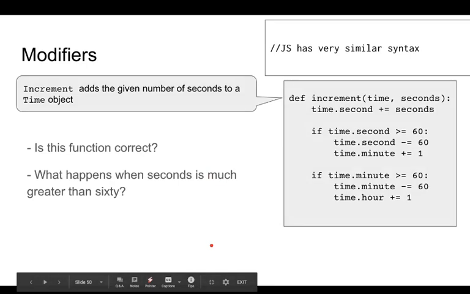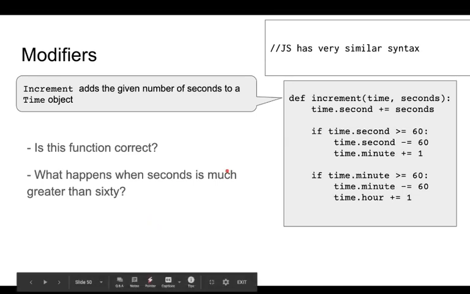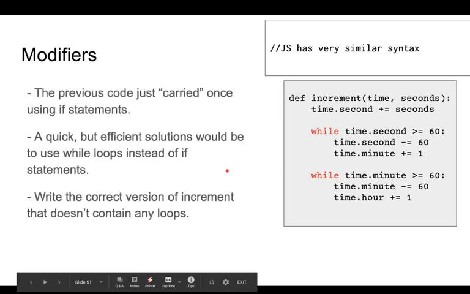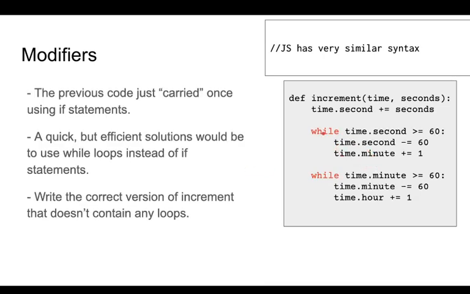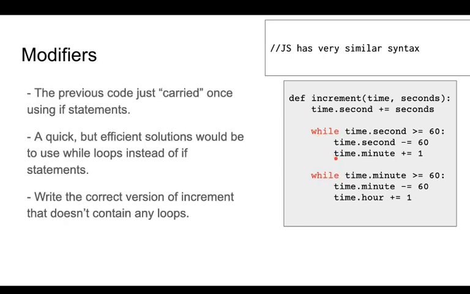Like 3,600 seconds. That's equivalent to an hour. What happens then? So one thing you'll notice is that with this example, it only does the rounding once with these if statements. So when you replace them with while statements, this repeats until it can no longer happen. Same thing here. If you go way over, it'll keep taking off 60 and keep adding to the minutes until we're good.